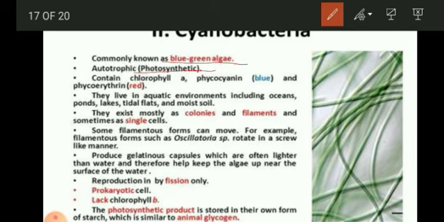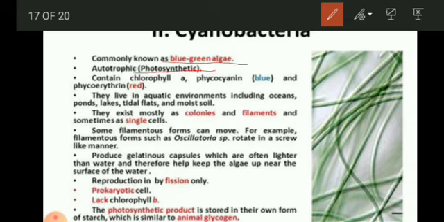They are found in water areas and damp places. The majority are free living also, but most are found in colonies. They are epiphytic, like they live on a plant's body. They are symbiotic in nature also.